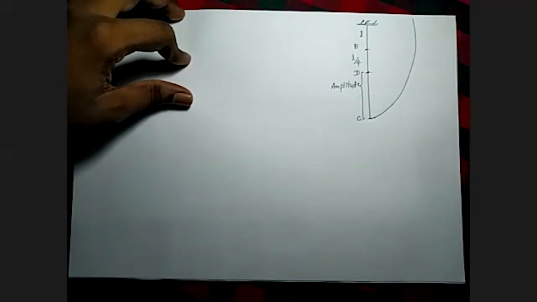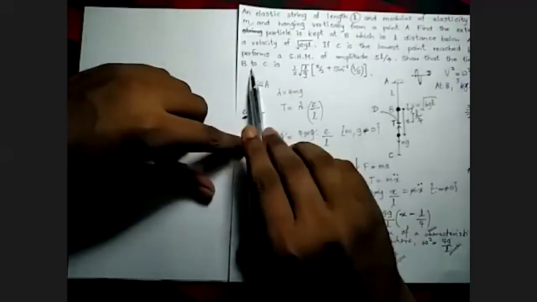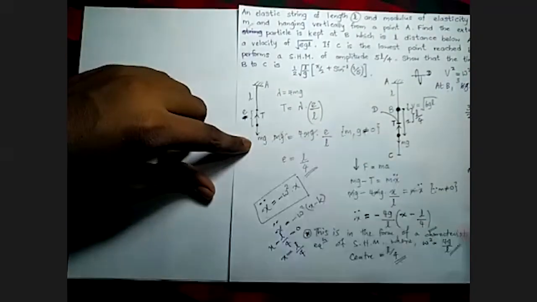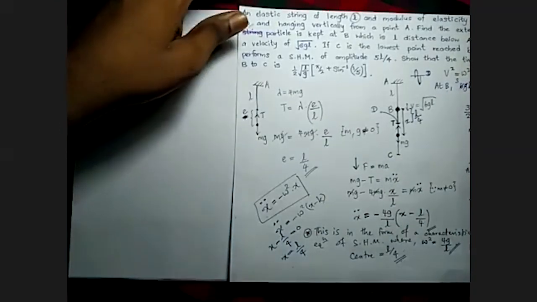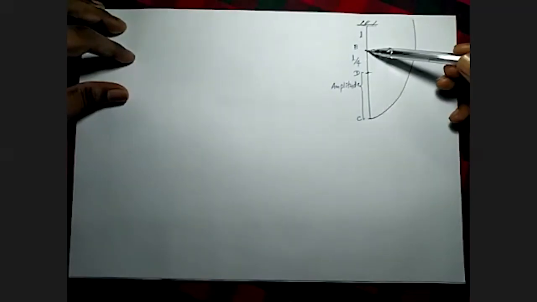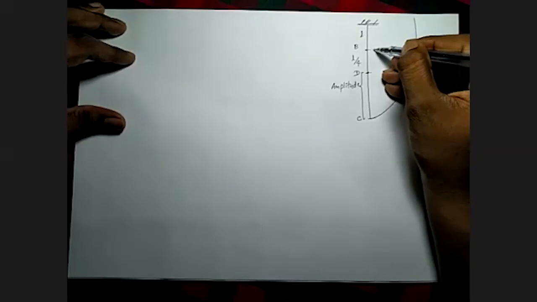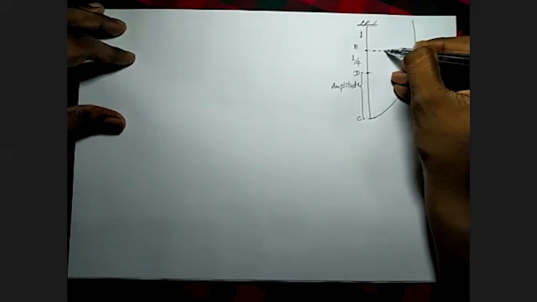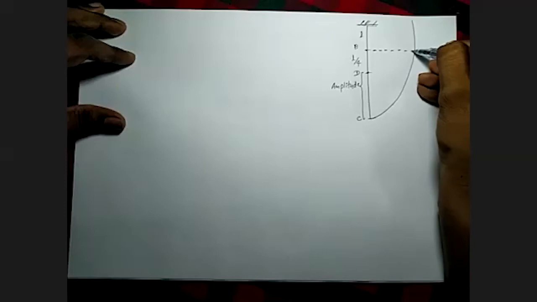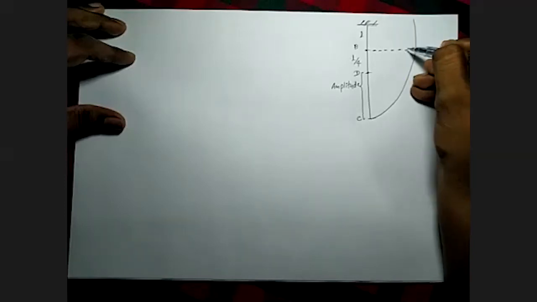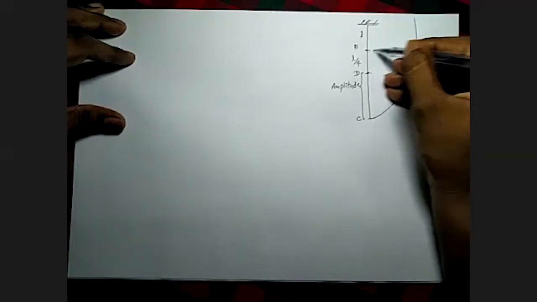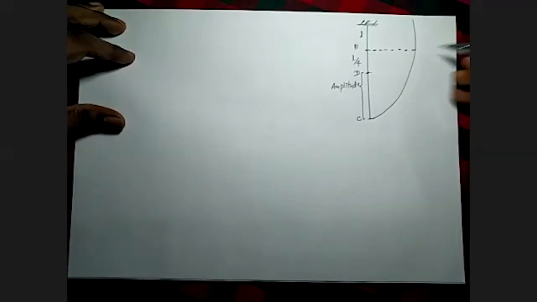They are asking the time from B to C. B to C, we have to measure time. Then we have to consider our motion from B to C, here to here. So we are going to stop our motion at B. Because of that reason, we have to stop this arc by drawing a horizontal from B. That means the particle is moving along this line.